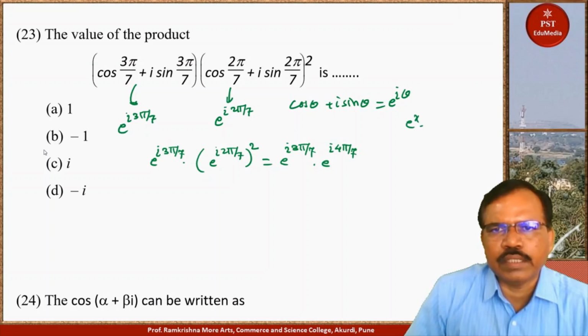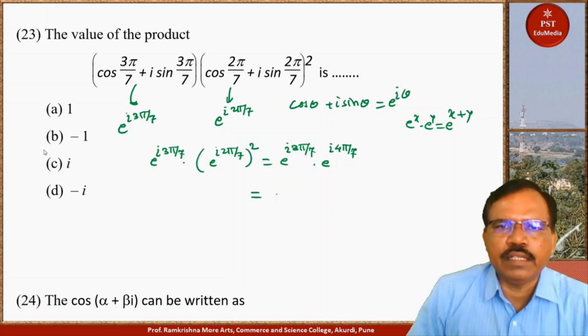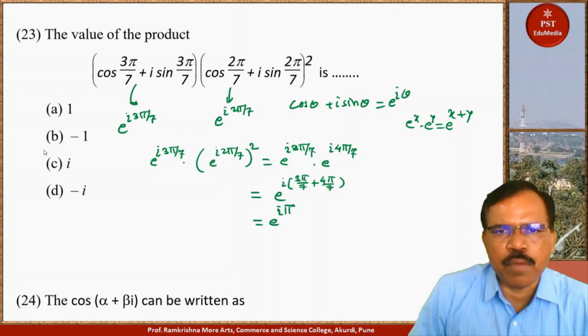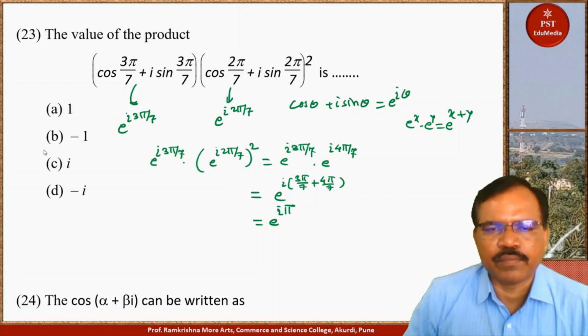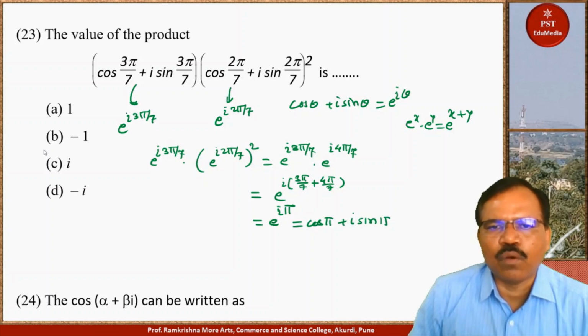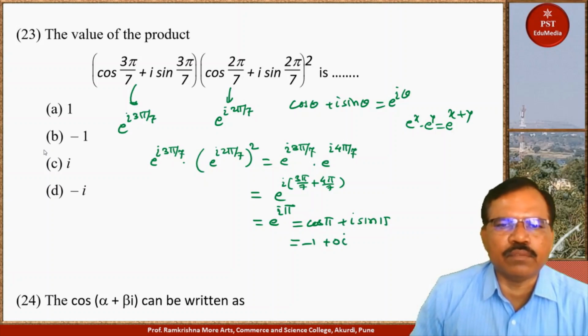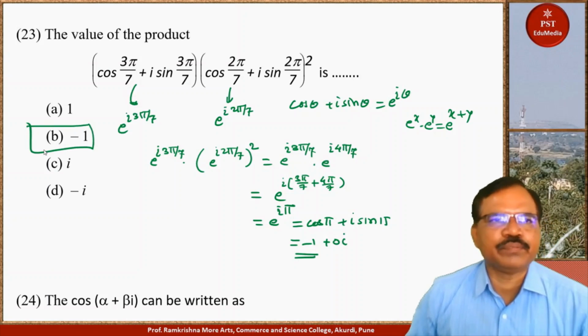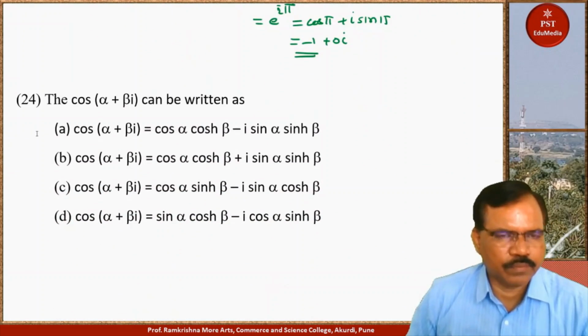And we know e raised to x into e raised to y is e raised to x plus y. So we get here e raised to i, 3 pi by 7 plus 4 pi by 7. So this comes out to be e raised to i pi, 7 pi by 7. So it is cos pi plus i sin pi. Now cos pi is minus 1, sin pi is 0. So we will get minus 1 plus 0i. So minus 1. So this second one is correct. Now let us go to the next one.